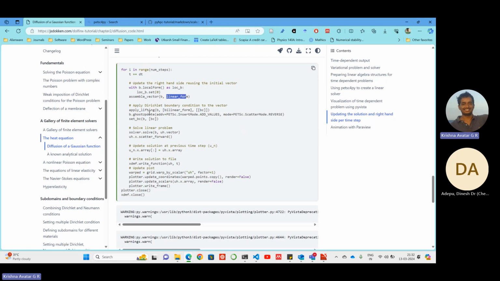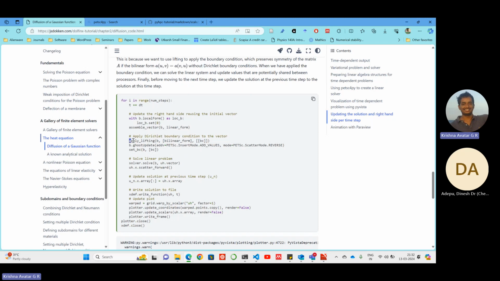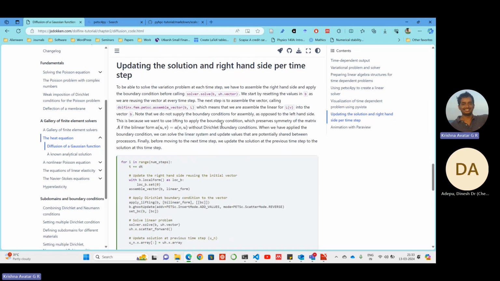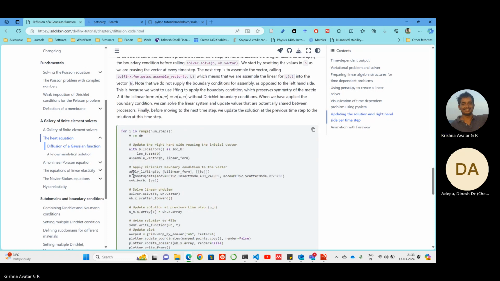Now we are applying some lifting. This we actually need to understand. I'm not very comfortable with it yet, but we'll have to gradually understand the concept of lifting. They want to say that they still want to preserve some of the symmetry of the matrix. So lifting B, bilinear form, then giving the boundary conditions. Then b.ghost_update with ADD_VALUES insert mode.